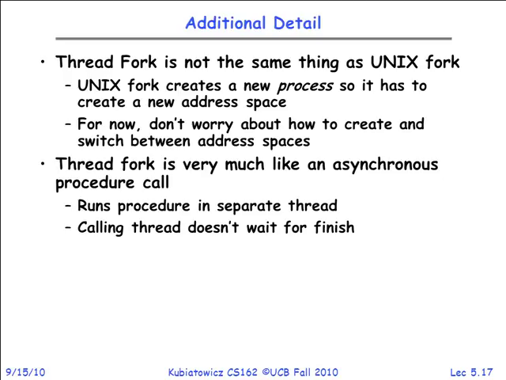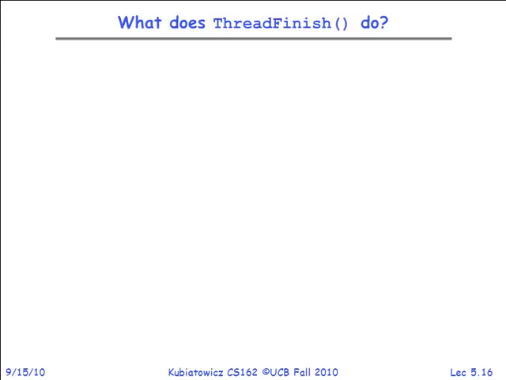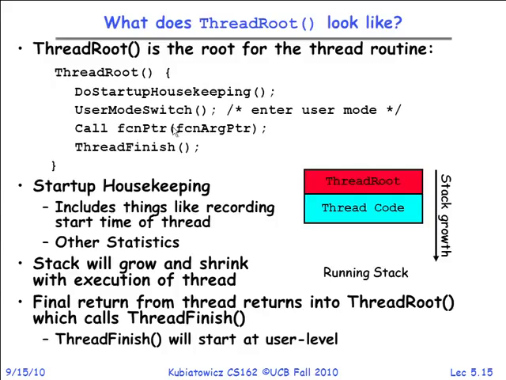Now, what if the thread wants to exit early? Those of you who have ever programmed in C probably know about the exit system call, which you may have executed. Essentially, thread finish and exit are about the same thing. Because thread finish, the first thing it does is make a system call to get into the kernel, and that's the same thing exit does. So if you look back at this code I showed you, it's like do this, do this, do this, execute exit. And if you happen to execute exit in the middle of your function, the same thing happens.